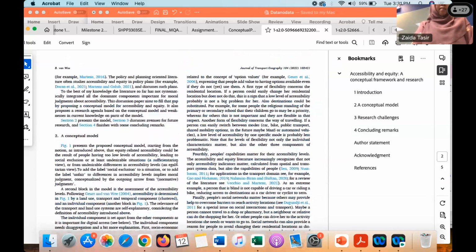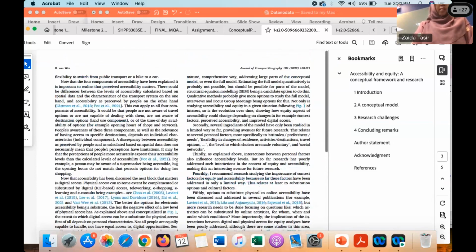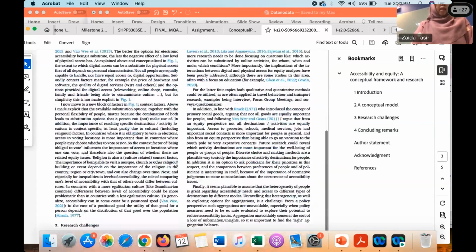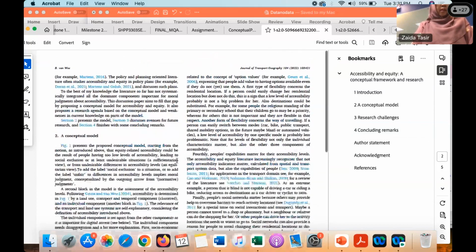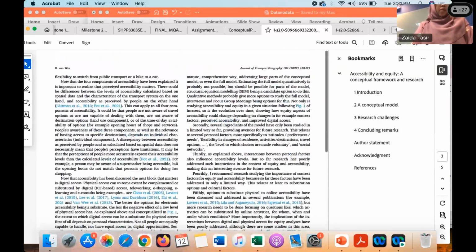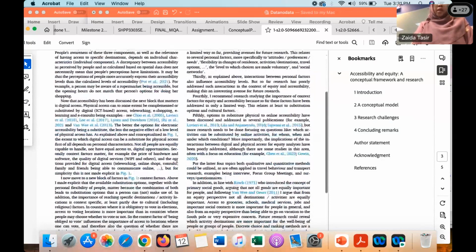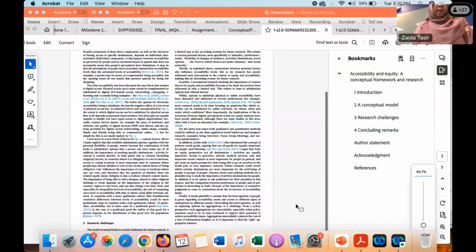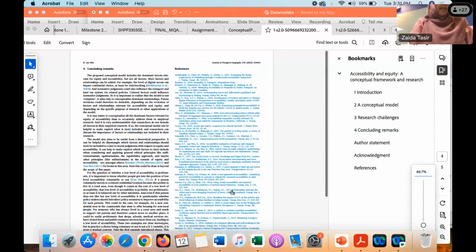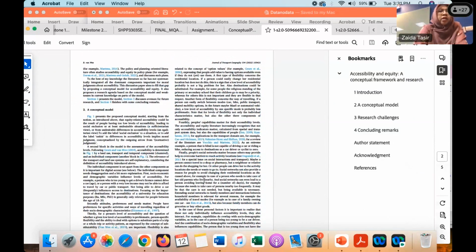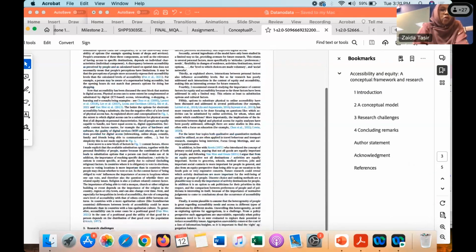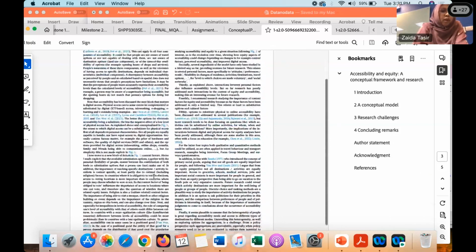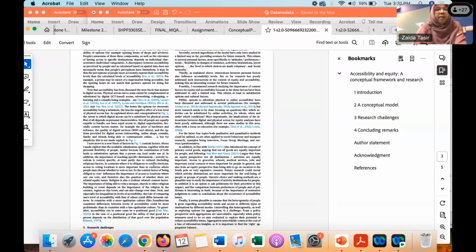So you can see it. It's just a simple paper, about 5 pages only, if I'm not mistaken. But it gives the diagram or the theoretical framework, which is actually here. Let me scroll it properly. This is the conceptual model, and it explains the conceptual model. Then it also explains the research challenge and everything.